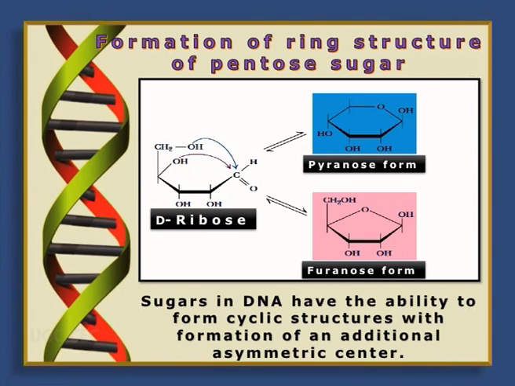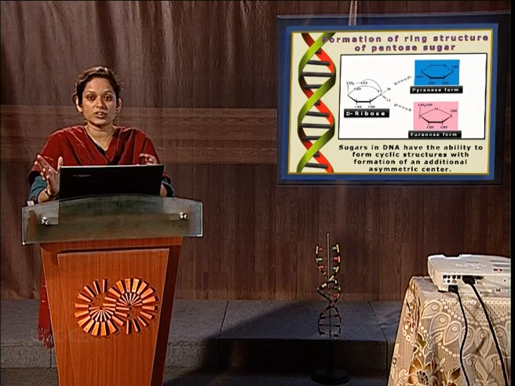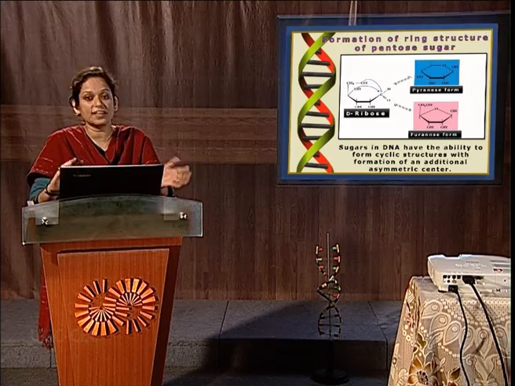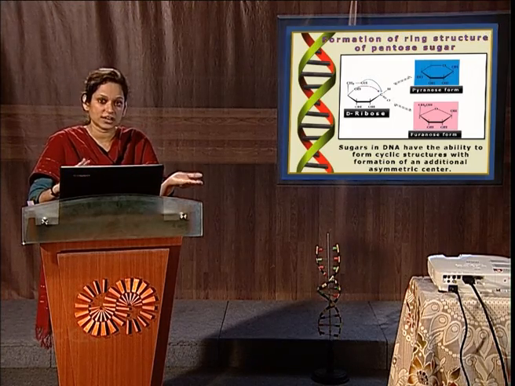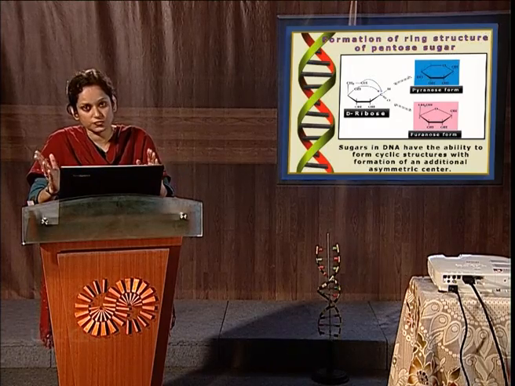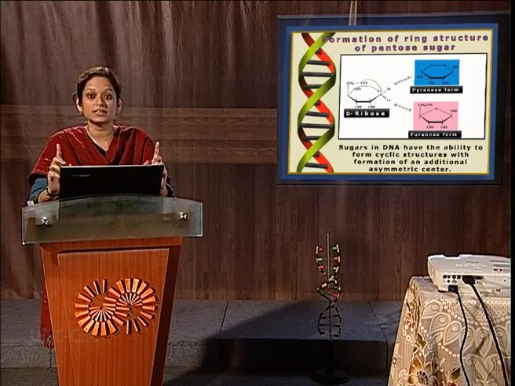Now why is this closed structure formed? This is due to the formation of a hemiacetal, which occurs between the alcohol group and the aldehyde group present in the sugar. As a result, the chain converts from open linear to closed form, and the carbon atom containing the carbonyl oxygen becomes an asymmetric carbon and is known as the anomeric carbon. Now let us see what an anomeric carbon is.